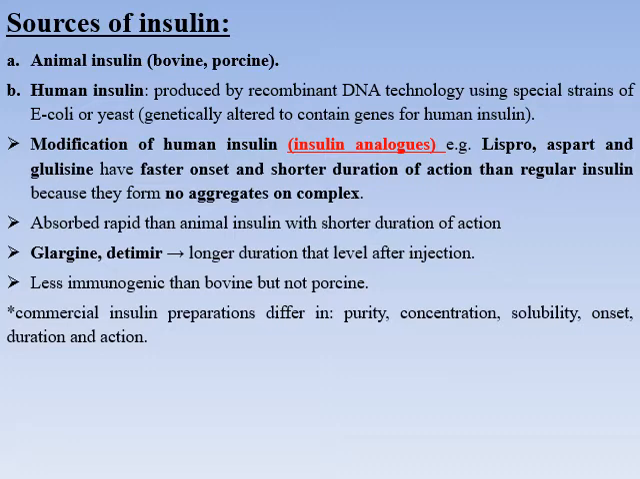Glargine forms a precipitate at the site of injection, so the duration of action will be elongated, and they are less immunogenic than the bovine insulin. And we say that the commercial insulins differ from each other by altering the sequence of the amino acids in the human insulin, so they differ in the purity, in the concentration, solubility, the onset and the duration of action.